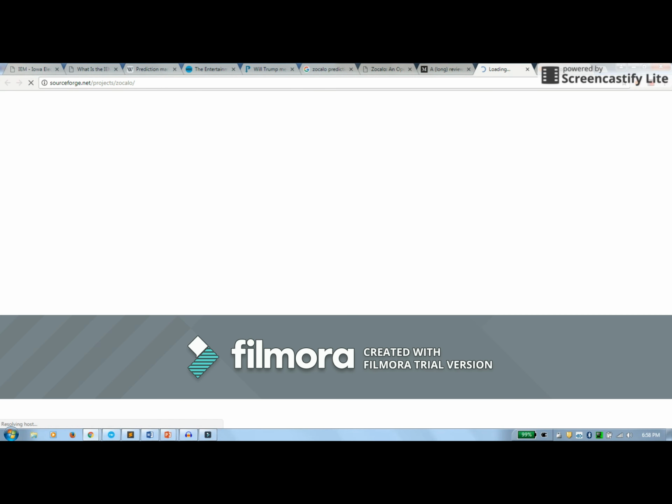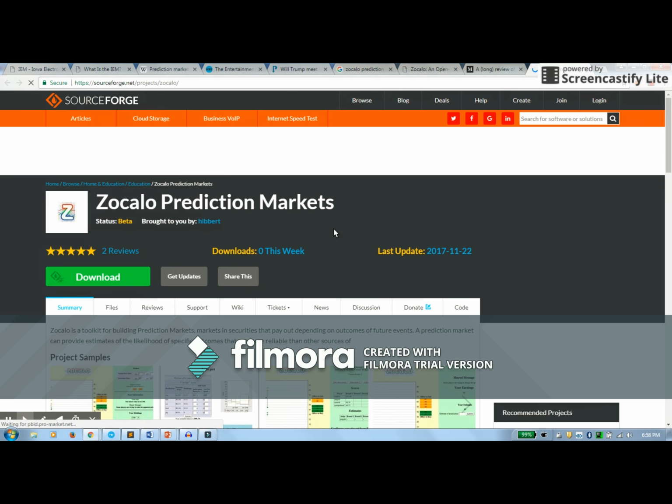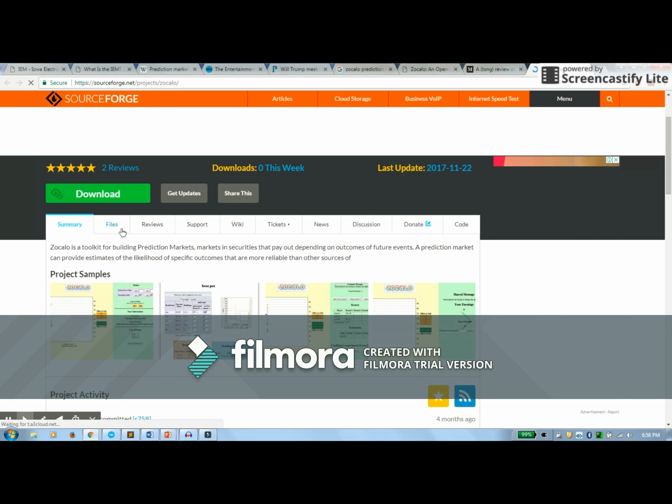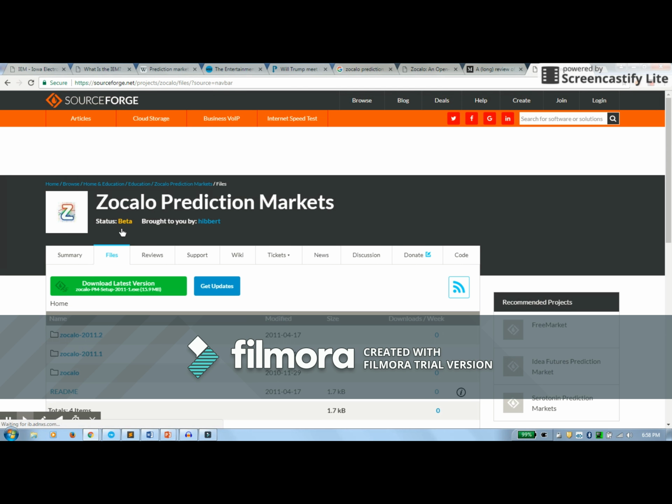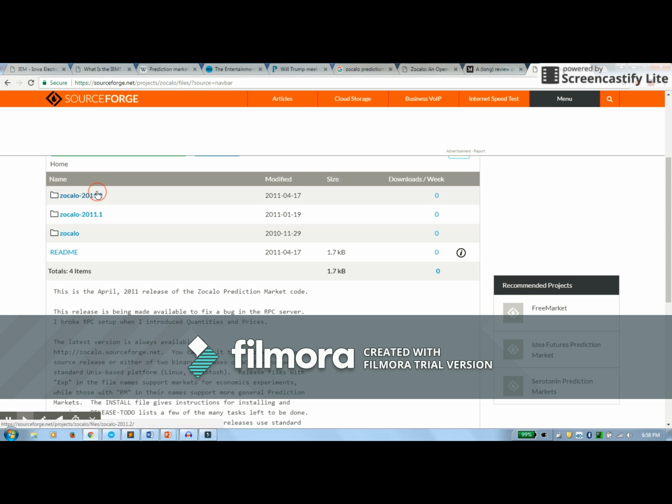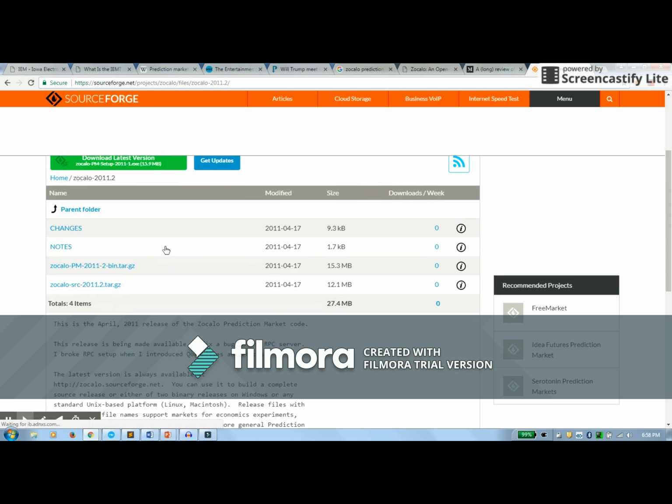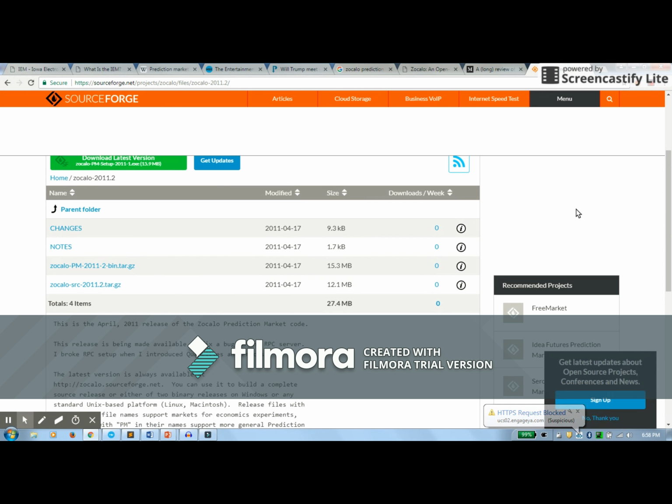So I'll go ahead and click on Zocalo. That takes us to the SourceForge page. Let's check out the files. Go to the latest version. As you can see, this contains two archives, one for the binaries and one for the source files. Since for this video I'll just be running the tool and not delving into the source code, I would want the binary archive, and in fact that is what I have already downloaded and extracted onto my computer.